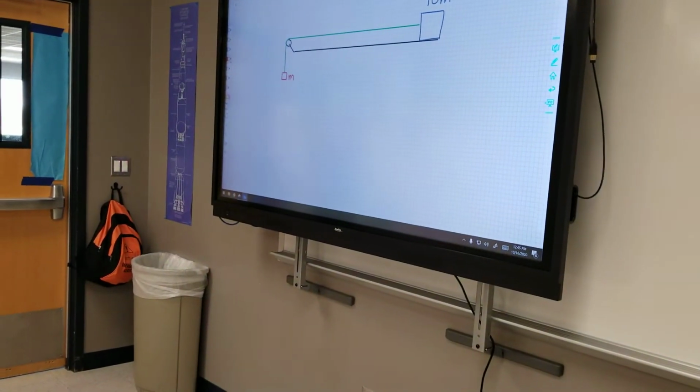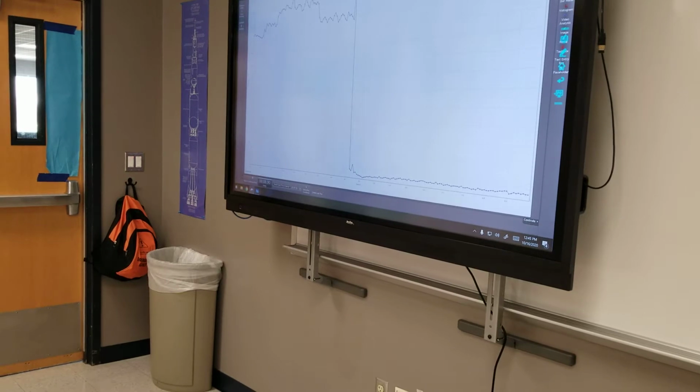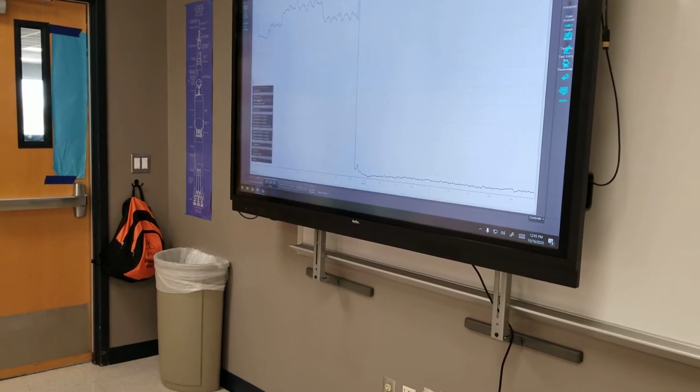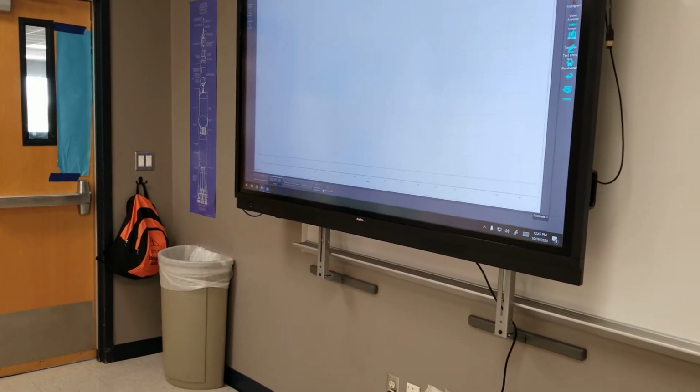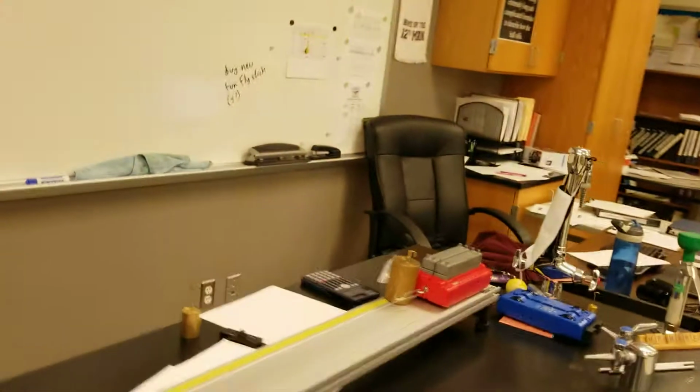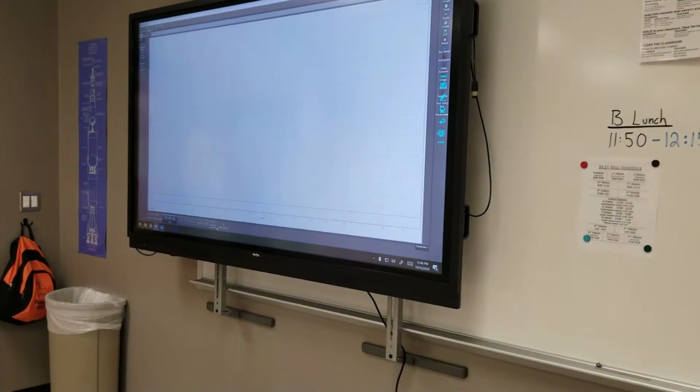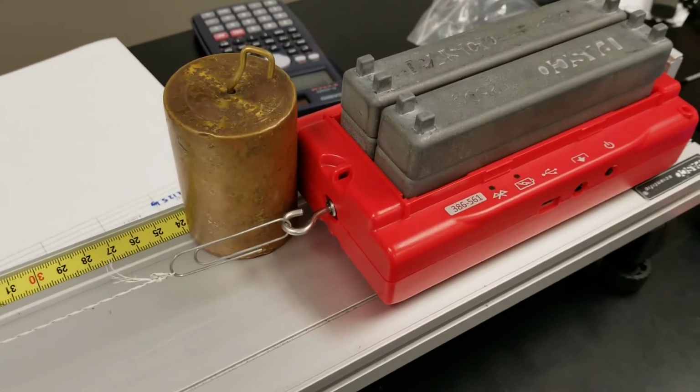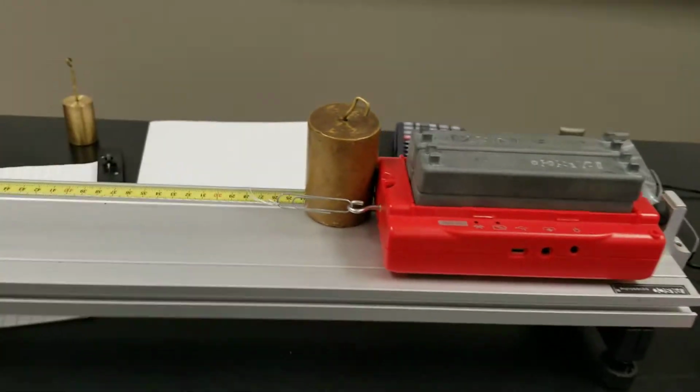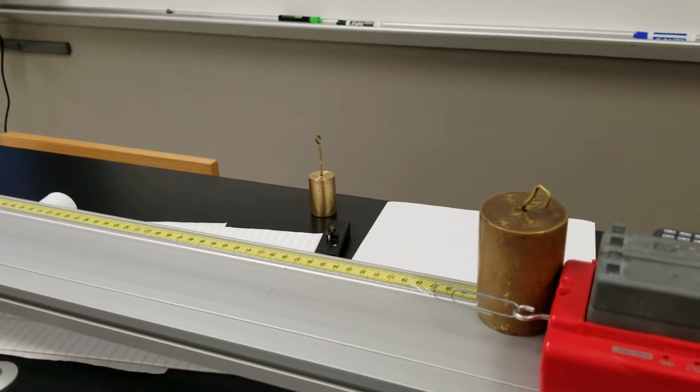So what we're going to do is connect the smart cart to the Capstone program. Over here I've got Capstone pulled up. The first thing we're going to do is look at the velocity versus time graph. Right now I've got this set to record velocity, and we'll see if we can measure the acceleration of this thing. Then we're going to switch it to a force versus time graph, because that string is connected to a force sensor, to see if we can get an idea of what the tension in that string does.